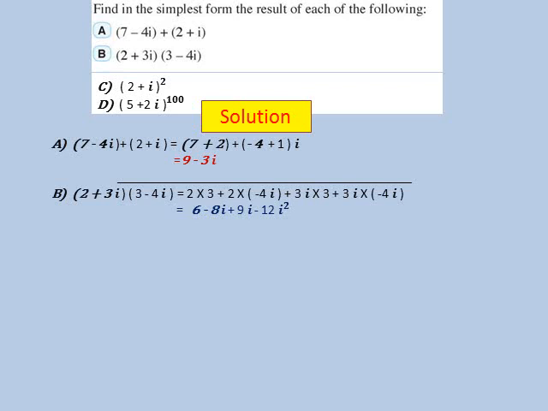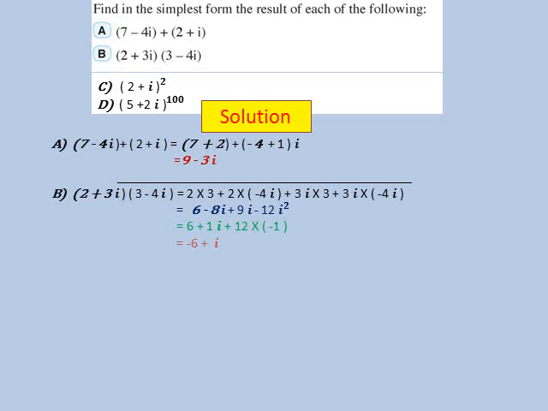Like any product of two brackets, then I'll use the powers of i. Here, the 6 is a real part, so it remains as it is. Negative 8i plus 9i gives us 1i. i power 2 equals negative 1. Negative 12 times negative 1 will be 12. 6 plus 12 will be 18 plus i.